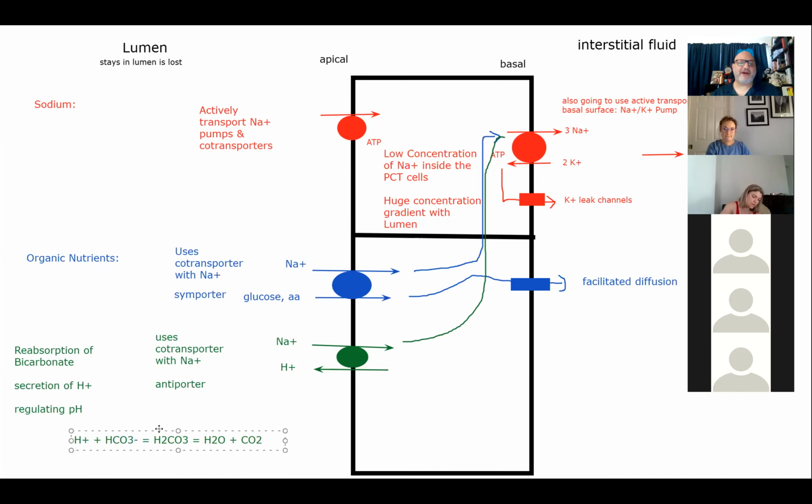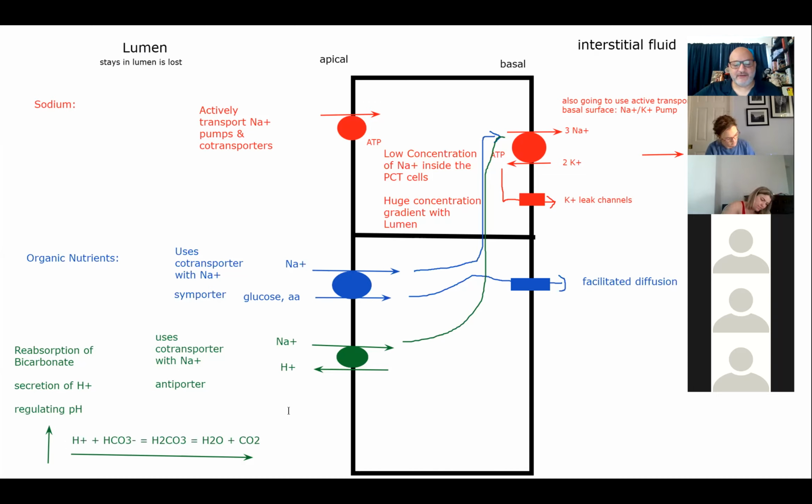Right? Remember, we talked about how this is a reversible chemical reaction. But notice out here in the lumen, there is an increase in hydrogen ions. And as there is an increase in hydrogen ions, that is going to drive the chemical reaction in this direction. So as hydrogen is pumped out of the cell into the lumen, that increases the hydrogen concentration and it drives this chemical reaction to the right. And so as a result of that, we get water and carbon dioxide.